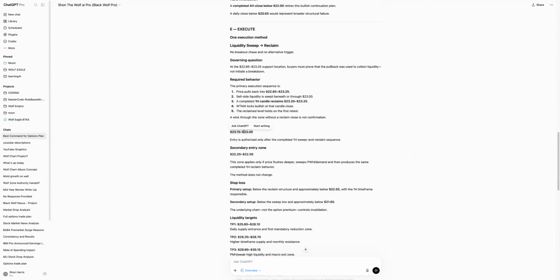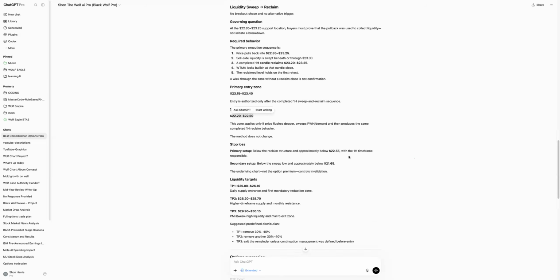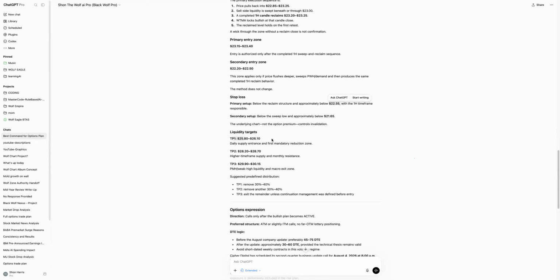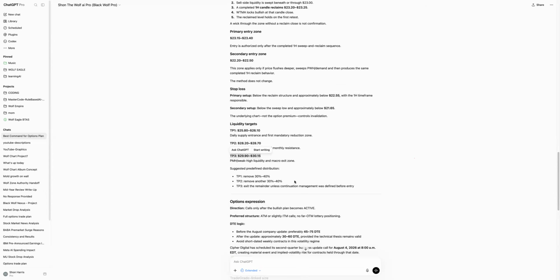It's saying, okay, this thing needs to pull back for you to enter between $23.15 and $23.40. Your second entry would be here. Your stop loss would be at 22.50, right? And then it gives you your take profit levels here. If you get a pullback, it's telling you to look for a pullback entry, don't chase it, right?